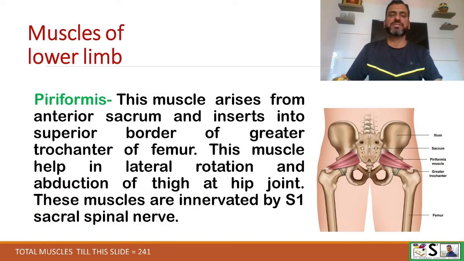Piriformis. This muscle arises from anterior sacrum and inserts into the superior border of greater trochanter of femur. This muscle helps in lateral rotation and abduction of thigh at hip joint. These muscles are innervated by S1 sacral spinal nerves.